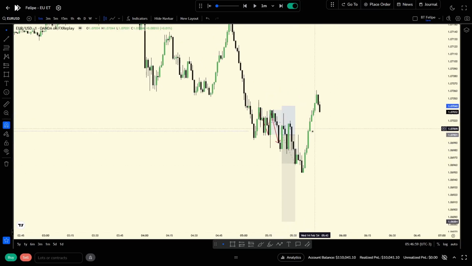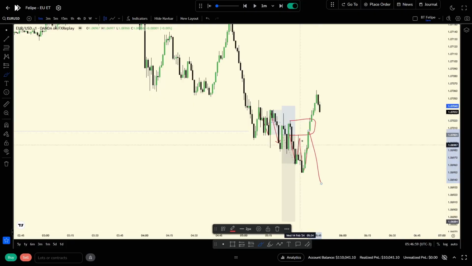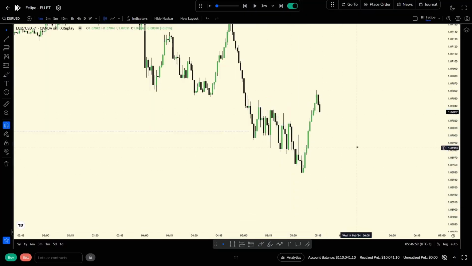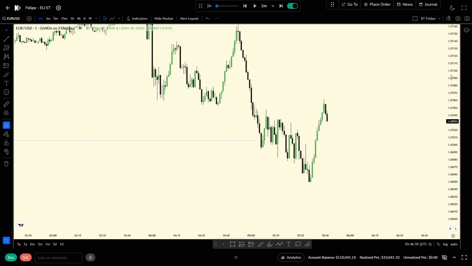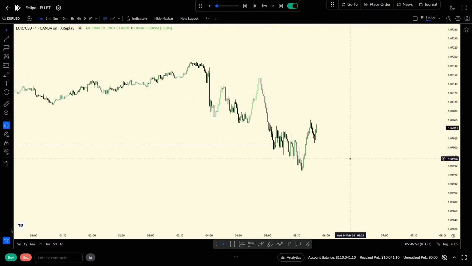Here was the manipulation to tap here, but then we needed to wait. This was my previous strategy. Like here, tap here and enter to expect this leg. So yeah, this was kind of risky, that's why I didn't do it. Now we just wait again.